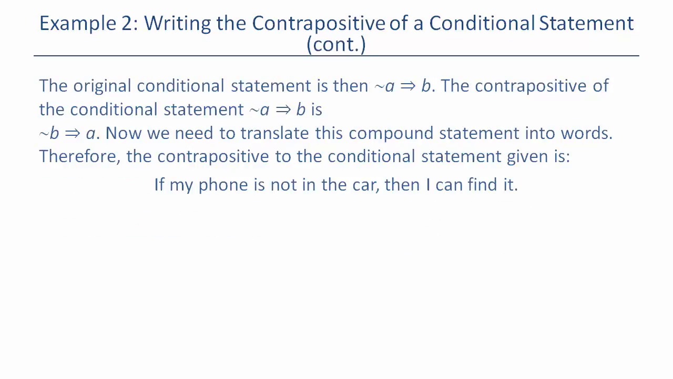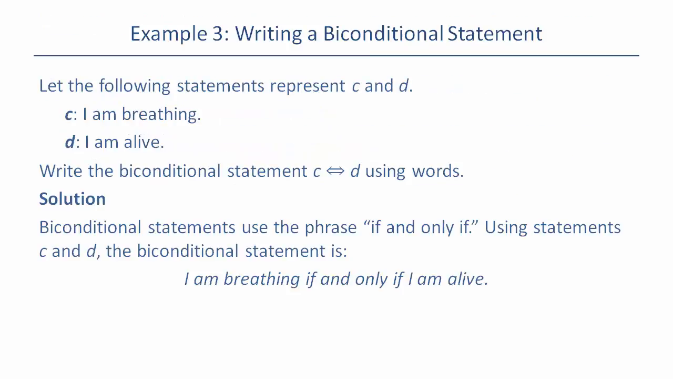And here it is written all out like we just did. Okay, how about a biconditional statement? We'll let the statements C and D be "I am breathing" and "I am alive." So the biconditional statement is C implies D at the same time D implies C, or basically C if and only if D. So I am breathing if and only if I am alive.